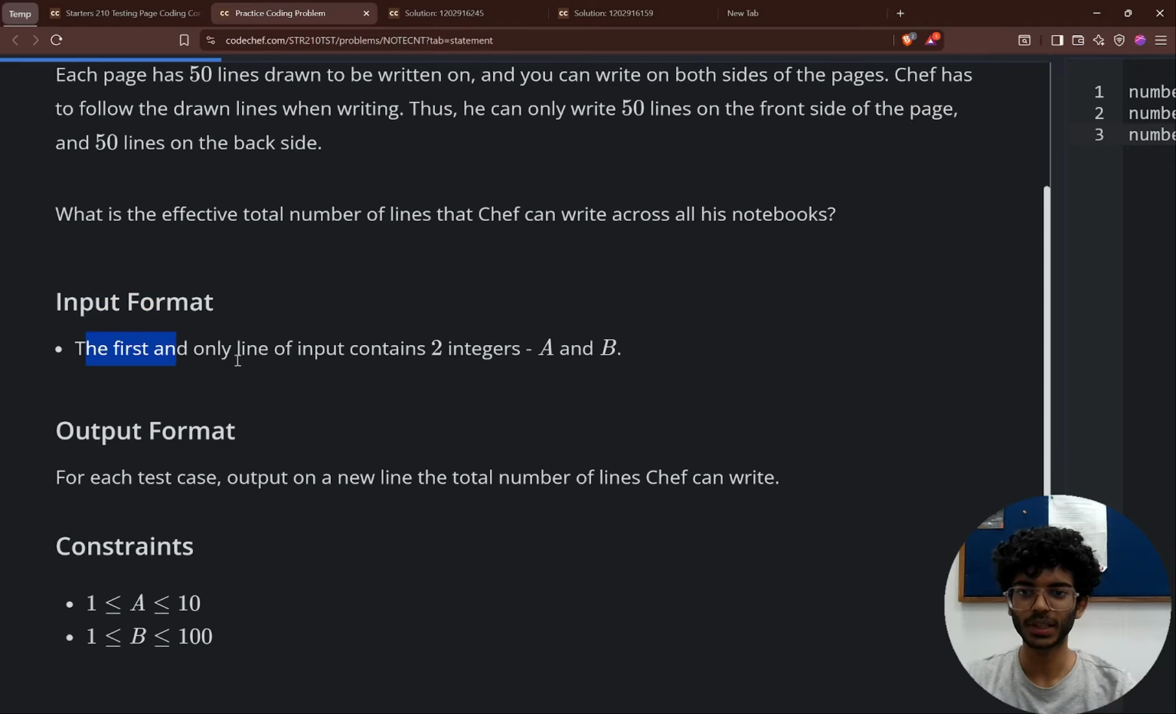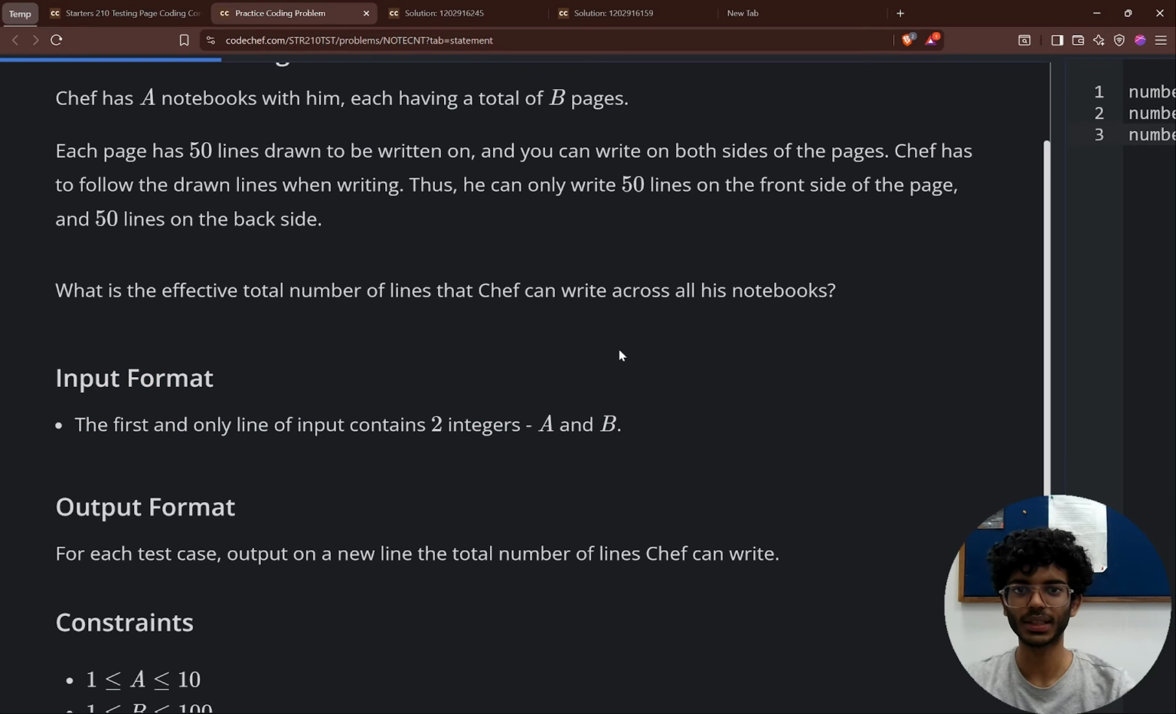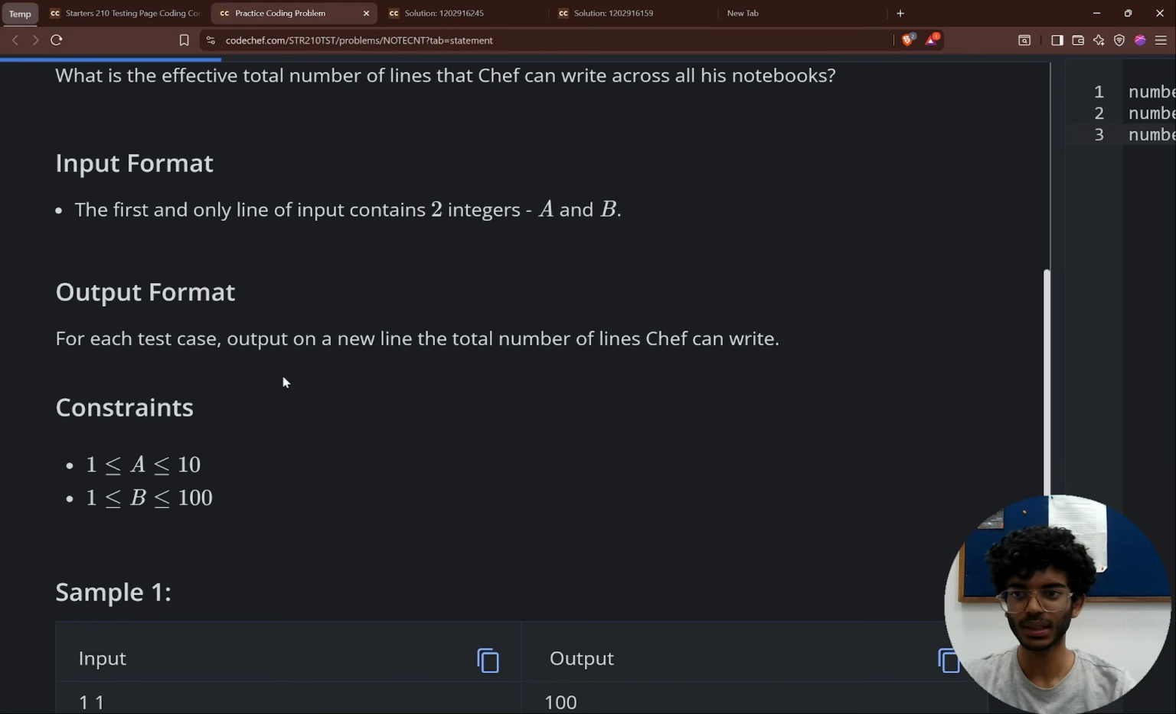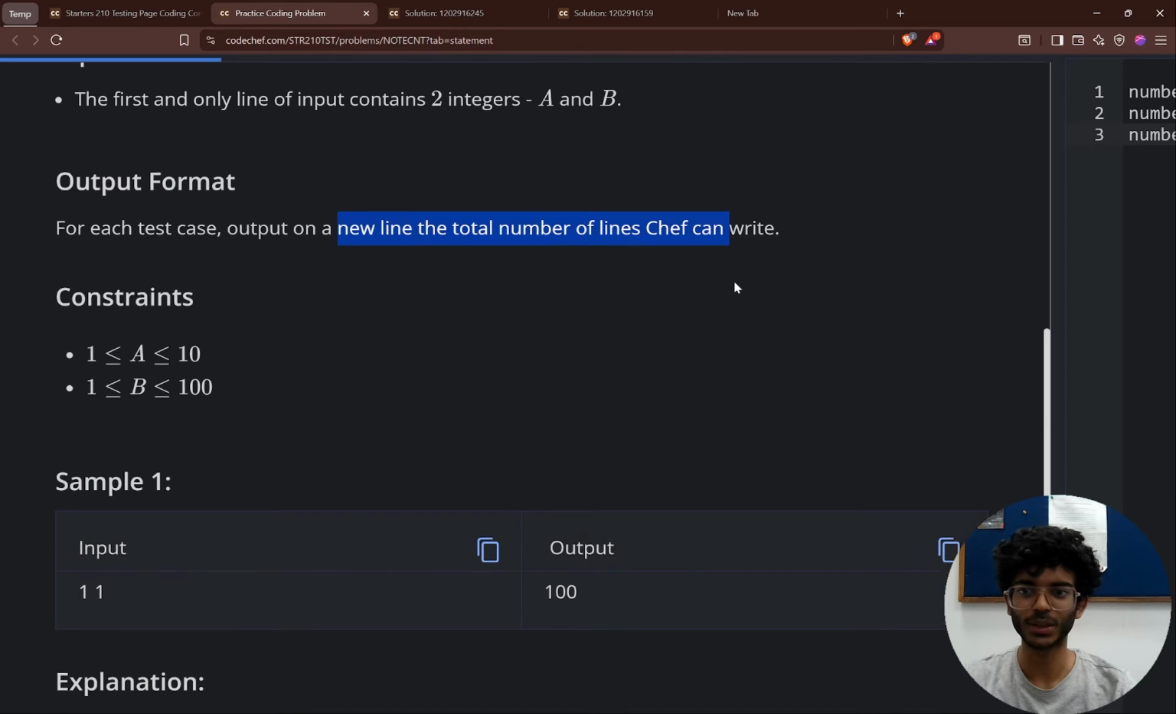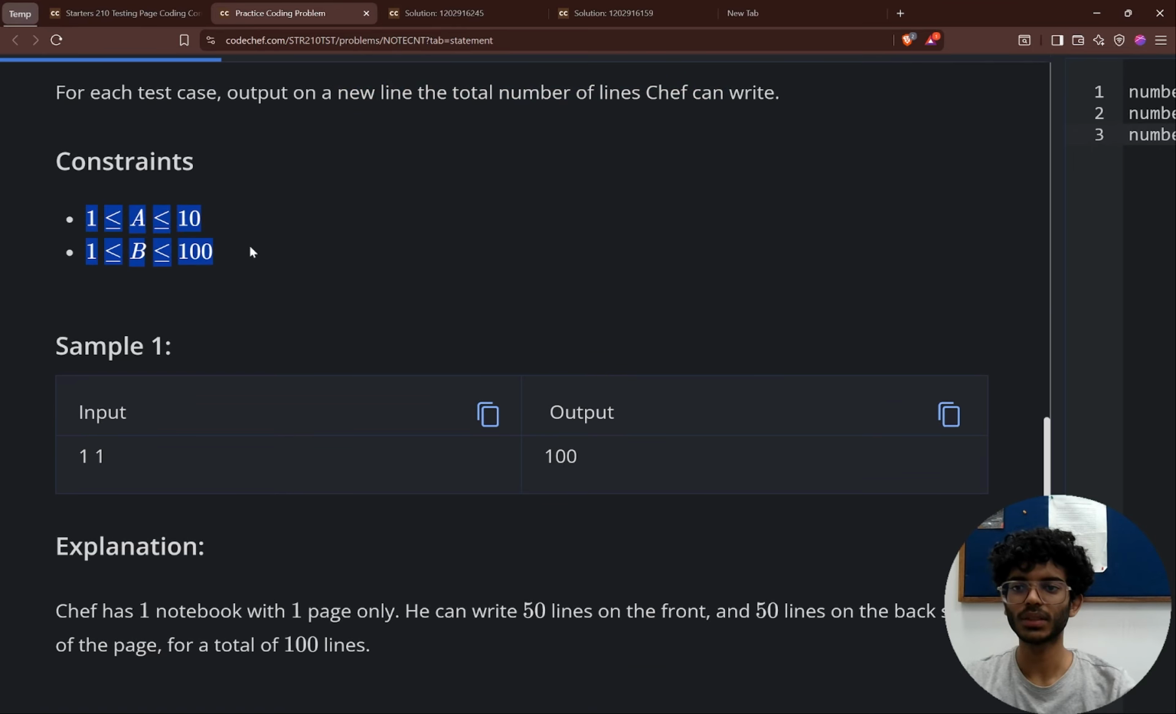So in the input format, we will be given two integers A and B representing the number of notebooks he has and the number of pages each notebook has. In the output format, we need to print the total number of lines Chef can write on. And in the constraints, we are given that A and B will lie between 1 and 100.